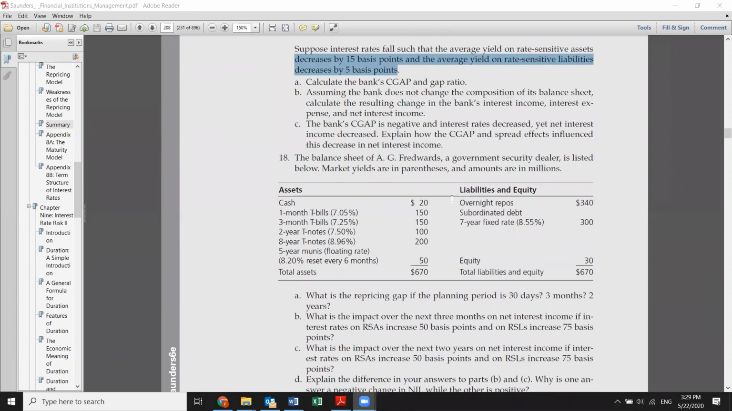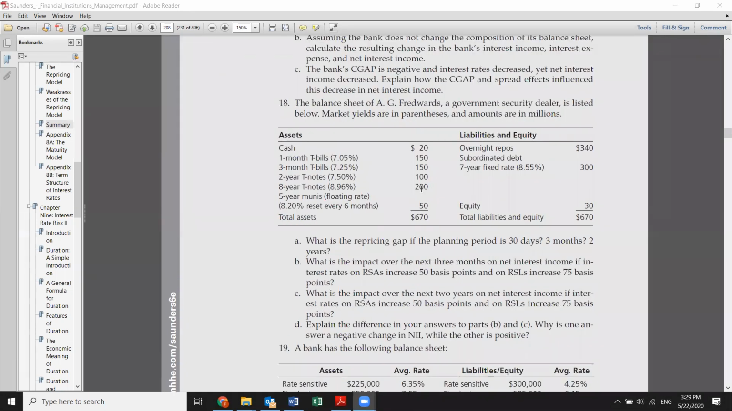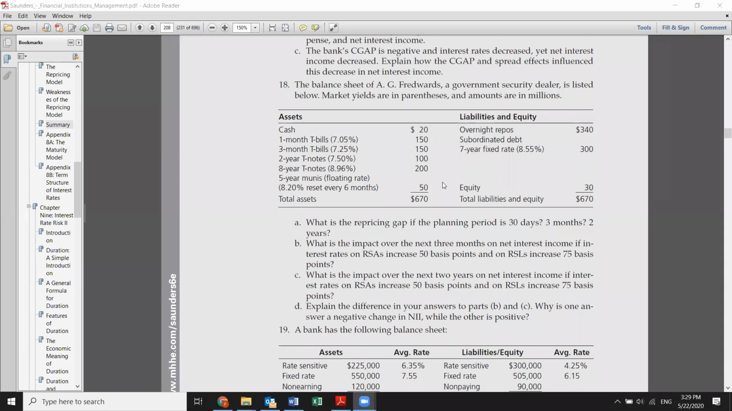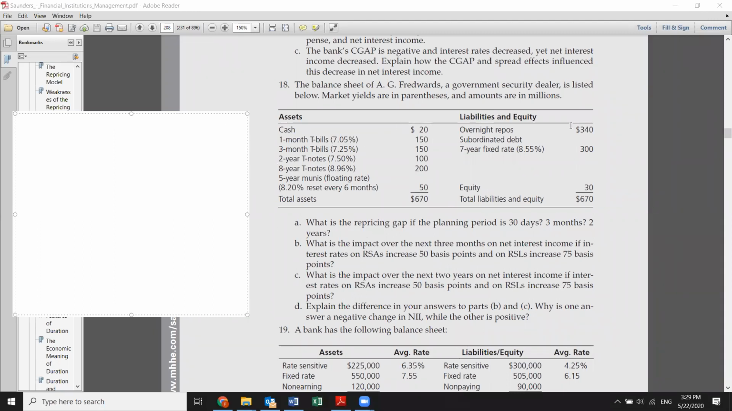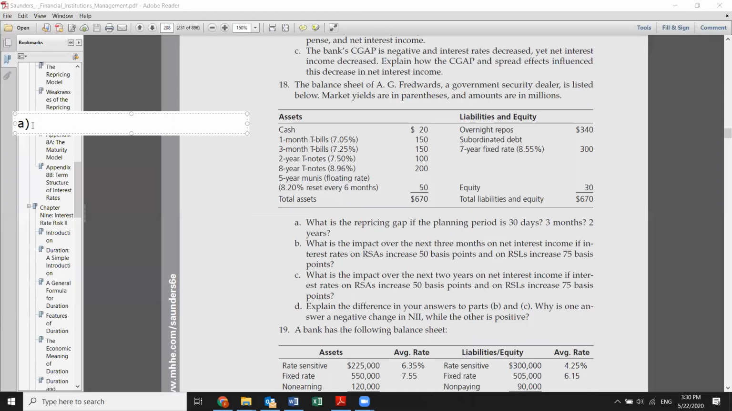Okay, there's another question, question 18. Let me go over it. In question 18, we can see the balance sheet, and some questions are asked, like: what is the repricing gap if the planning period is 30 days, 3 months, and 2 years? So the same thing, we're calculating the repricing gap for 30 days. I'll be very quick. I will not write the formulas itself, because we know how to do it.